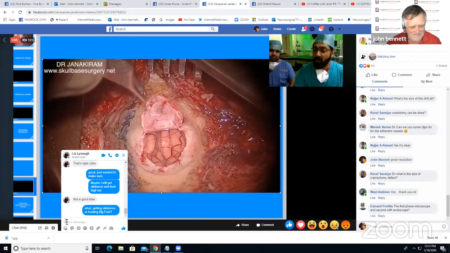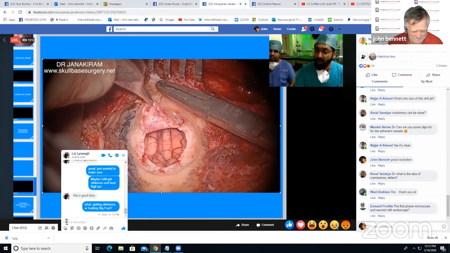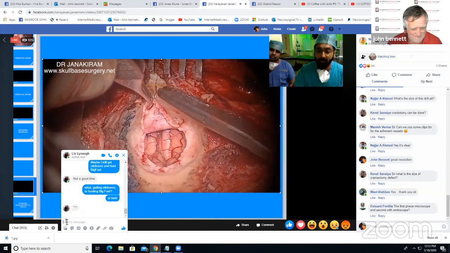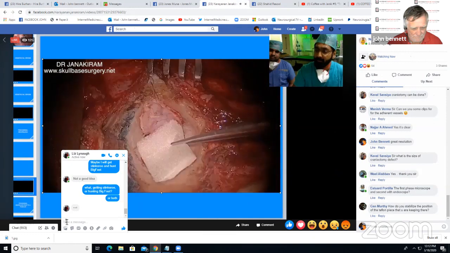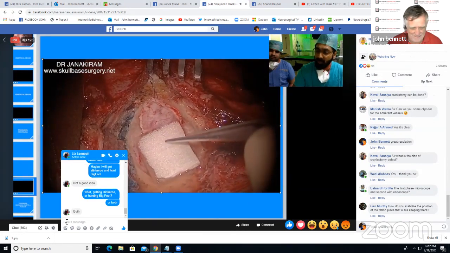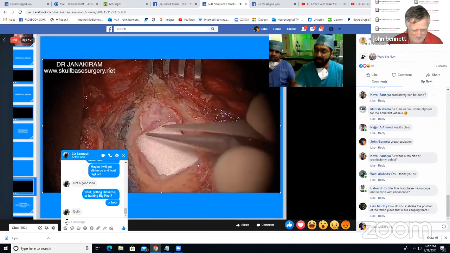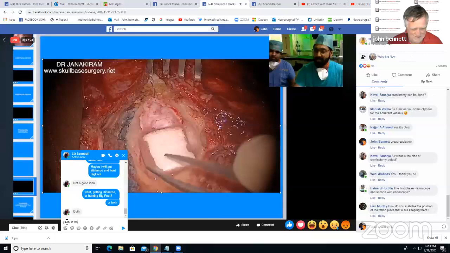I'm not sure. Now, we sometimes use fibrin glue as well to anchor the anterior dural flap. But here we are using a 4-0 Prolene. And then we use Gelfoam. See that Gelfoam, we use it on the surface so that there is no bleeding from the cerebellar surface. We use the Gelfoam and then we place the patty.